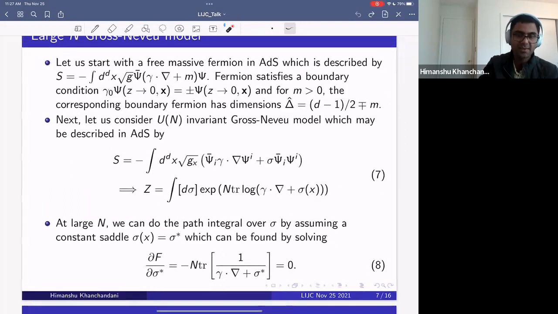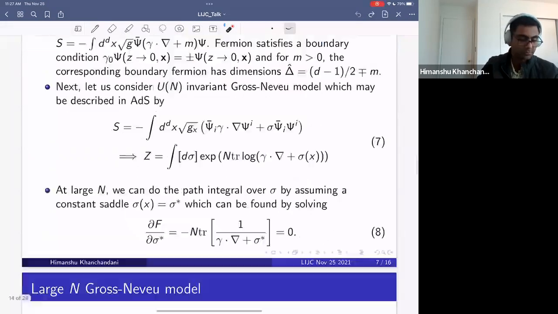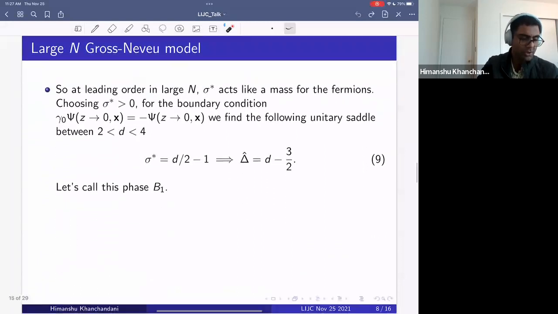The advantage of being in AdS is that in flat half space, the 1-point function of the sigma operator would be just 1 over the distance to the boundary. But in AdS, it's just sigma equals constant. So we get this saddle point equation, which is just extremizing the effective action, and here we can just take sigma to be constant. In practice, the effect of sigma at leading order in large n is just to act as a mass term for the fermions. So now we can solve the saddle point equation.